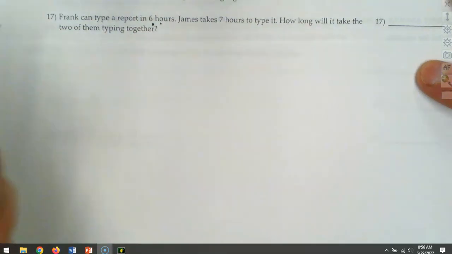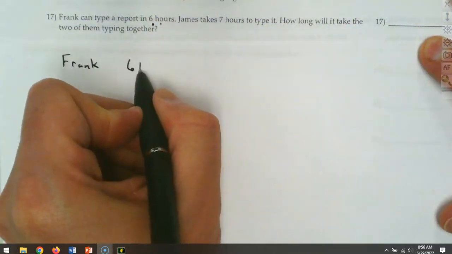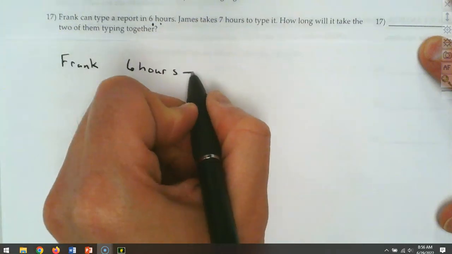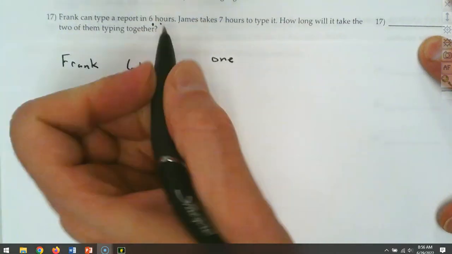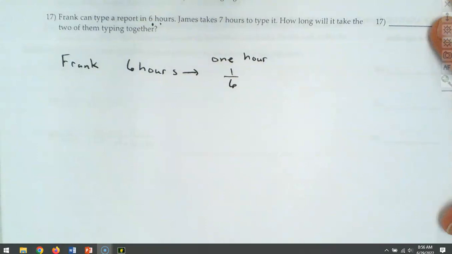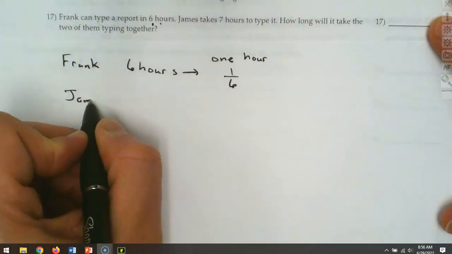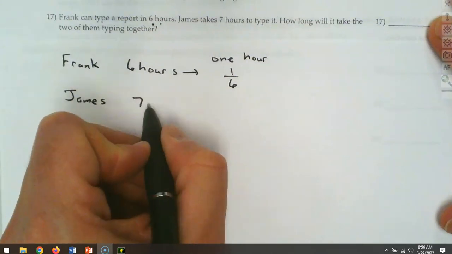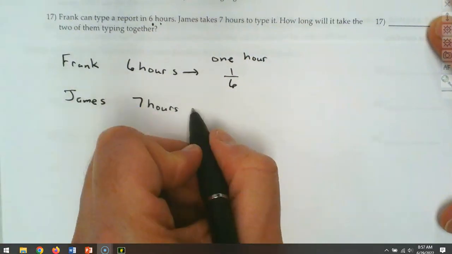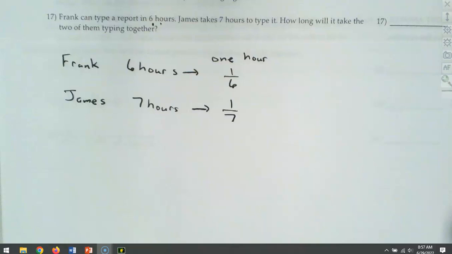So what we look at is how much is done per hour. So we look at Frank. It takes Frank 6 hours to complete this project. So how much is done in 1 hour? Well, if it takes him 6 hours, then in 1 hour, he's done 1/6 of the report. That's how much is done in 1 hour for Frank. What about James? James is a little bit slower, and it takes James 7 hours to type this report up. So how much does he do in 1 hour? Well, he does 1/7. It takes him 7 hours, so 1/7 is done per hour.